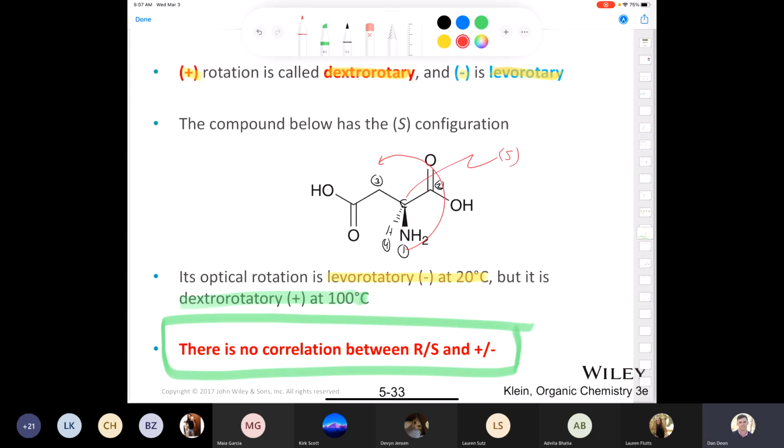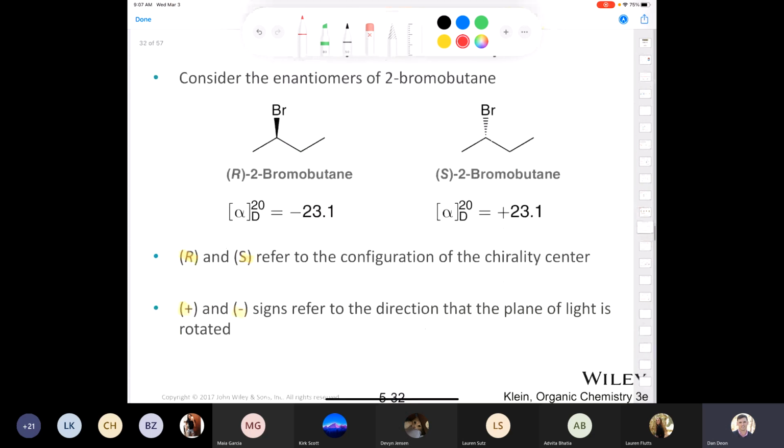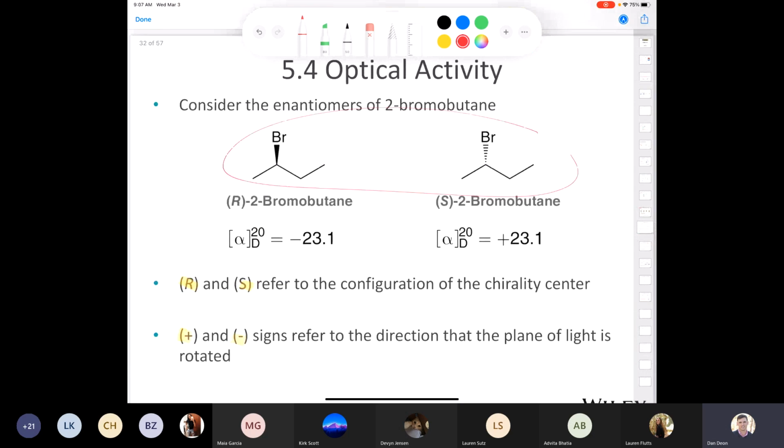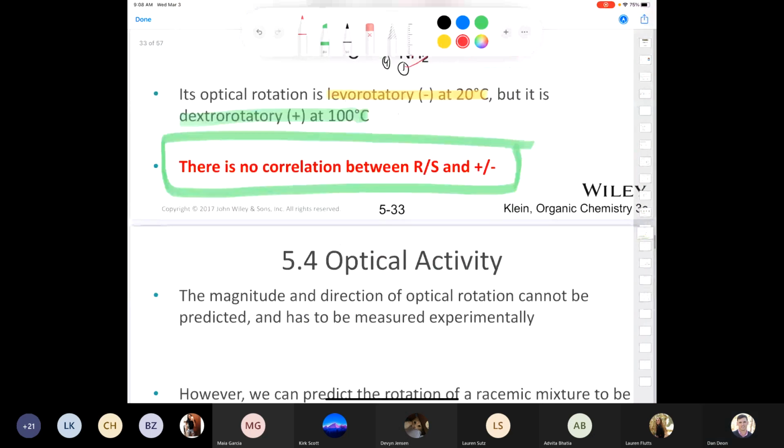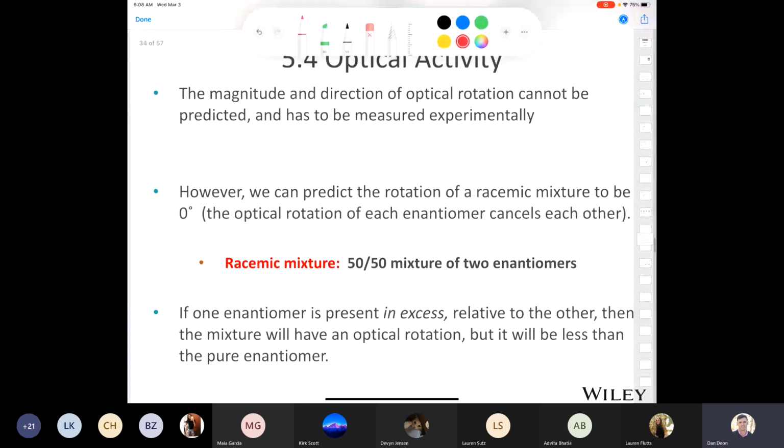Yes. Byron says no rotation. Skylar says it wouldn't rotate. Alexa said it wouldn't. Lauren, Jonathan, you're all right. You're all 100% correct, right? Because if you think about it, if you have a 50-50 mixture of these enantiomers, one rotates it in this direction and the other one rotates it an equal amount in the opposite direction, they cancel each other out and you get no rotation. When you have a 50-50 mixture of two enantiomers, we call that a racemic mixture.